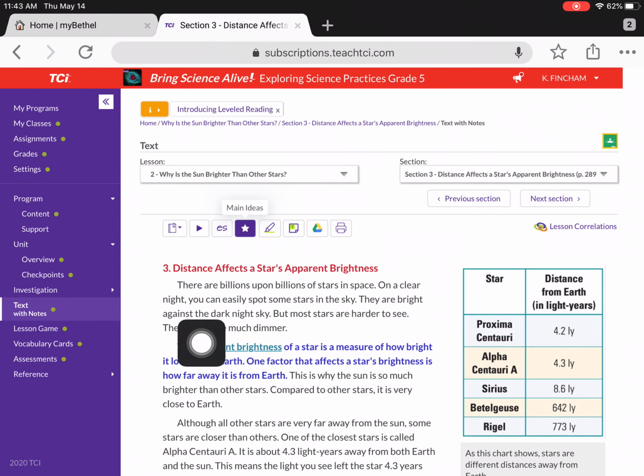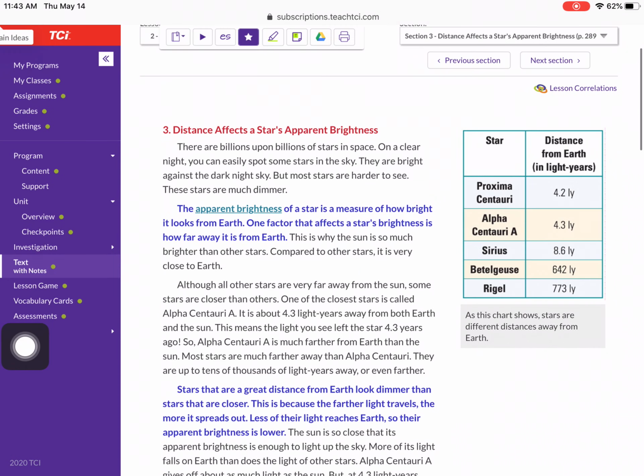Again, I'm going to click my main ideas tab just to keep those things in my mind. And here's a little chart for you. As this chart shows, stars are different distances away from Earth. LY stands for light years. So these are different stars, and this shows how far away they are from Earth.